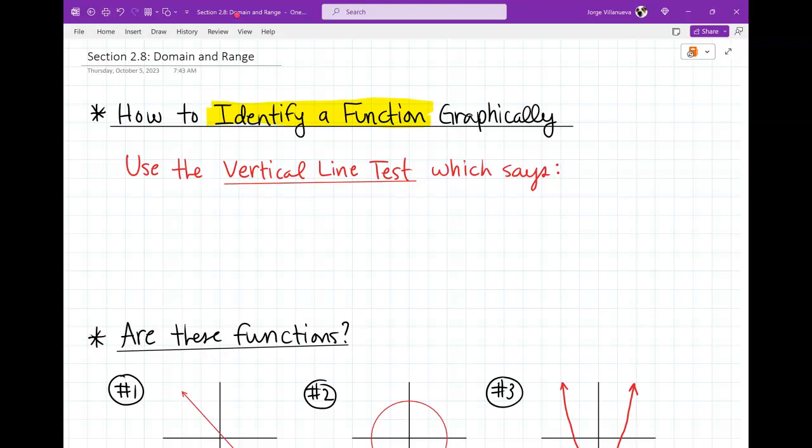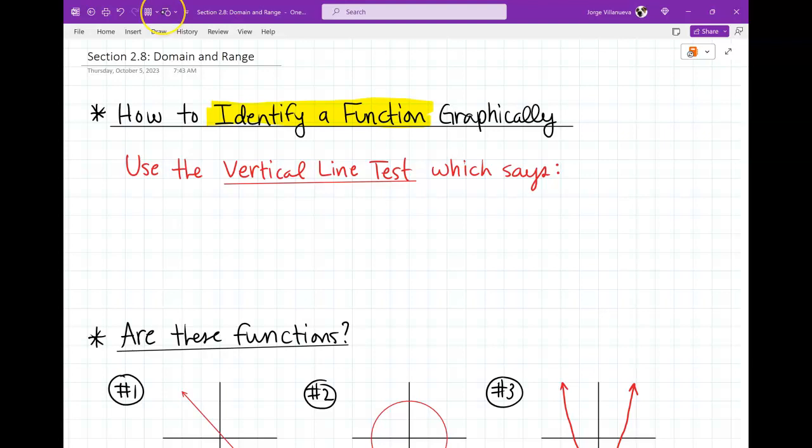So how do we identify a function? We're going to use the vertical line test. And the vertical line test basically says, if you draw many vertical lines on a graph, and each vertical line only touches the graph once, at one point, then it's a function. The graph that you were crossing over will be a function.